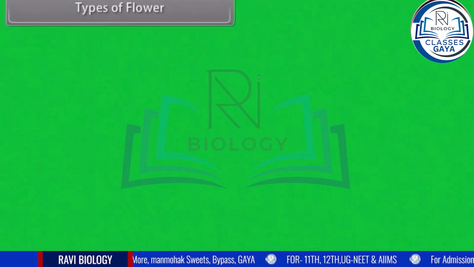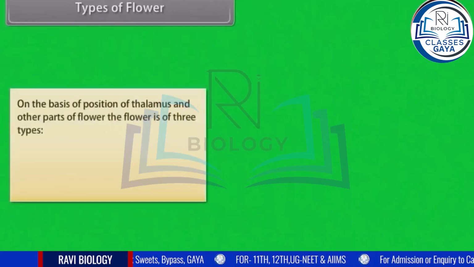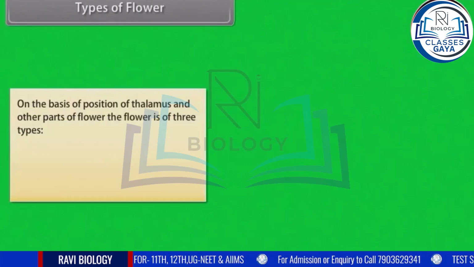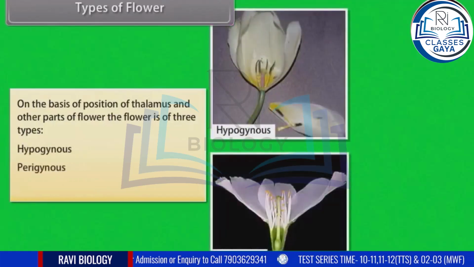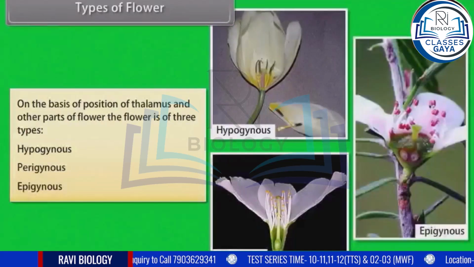Types of flower. On the basis of position of thalamus and other parts of flower, the flower is of three types: hypogynous, perigynous, epigynous.